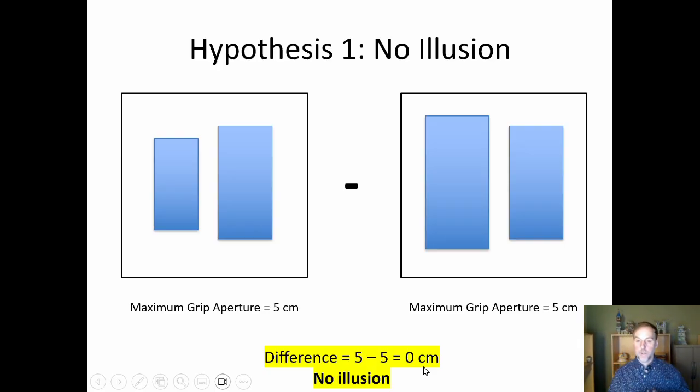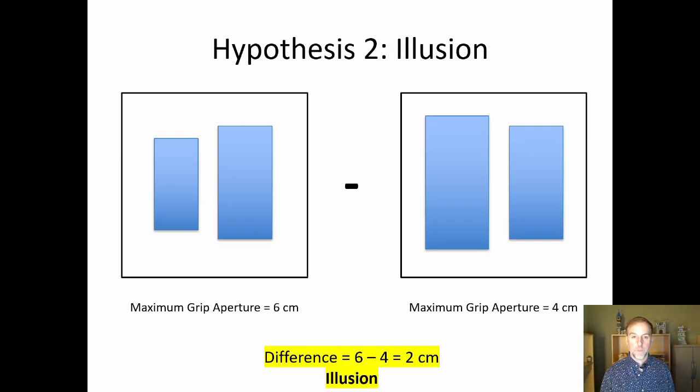That suggests there's no illusion. Now if there is an illusion in your grasping movement, then you would probably think this one looks a little bit bigger because it has a smaller flanker. And this one looks a little bit smaller because it has a bigger flanker. So maybe your grip aperture here is 6 centimeters, and over here it's 4 centimeters. So we subtract these two conditions. We've got 6 minus 4, we get 2 centimeters. So if we get a score significantly larger than 0, that suggests your hand was fooled by the illusion.